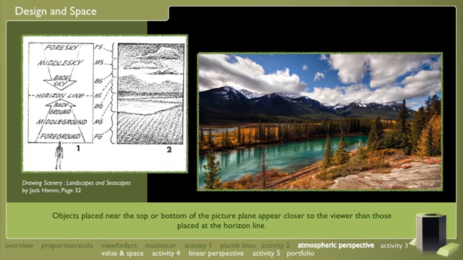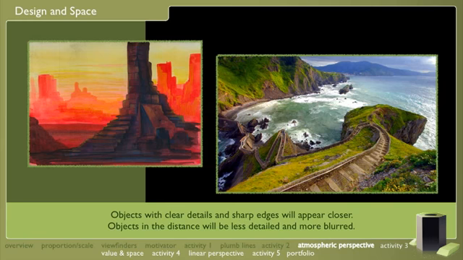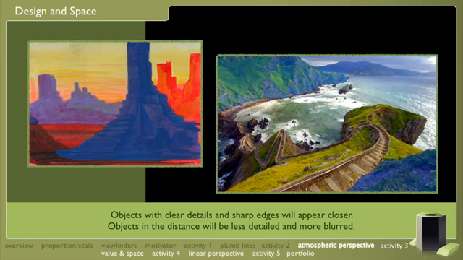Objects that are placed either low or high on the picture plane seem to be closer to the viewer than objects placed closer to eye level. Objects with clear, sharp edges and visible details seem to be closer to you. As details blur or become lighter, they seem to be further away.